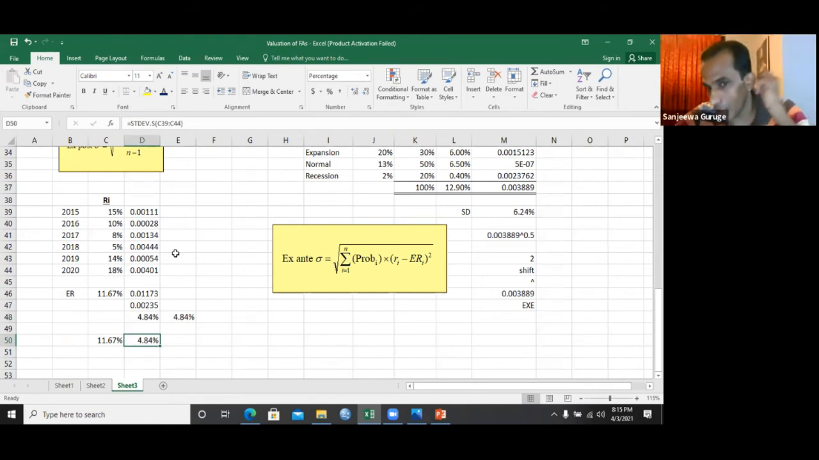Okay. So let's take the break. After the break, we'll do some calculation related to this expected return and standard deviation.